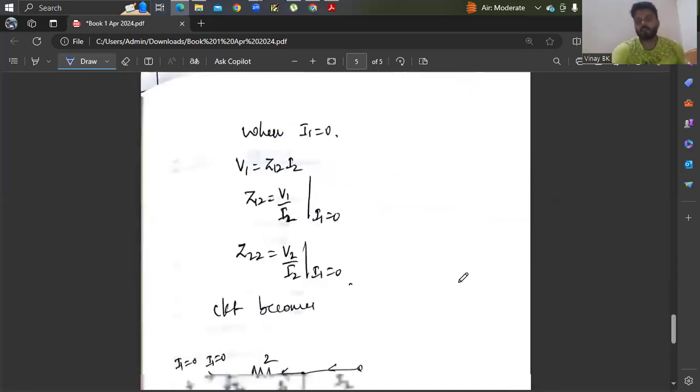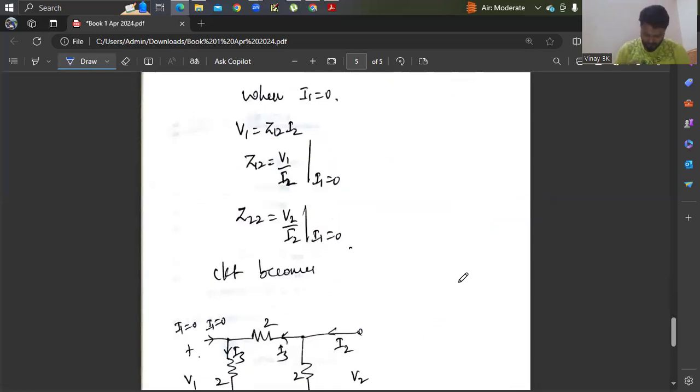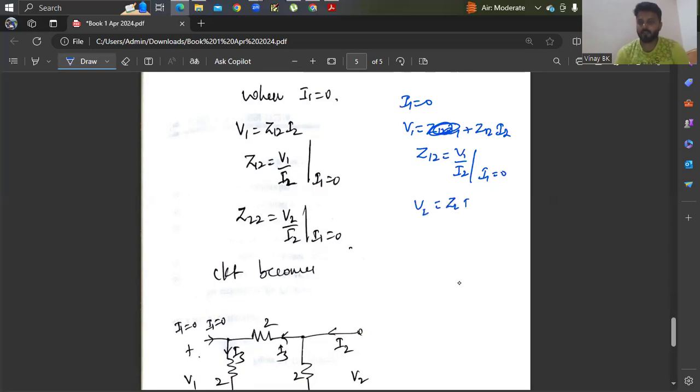Similarly, next, in the first case you considered I2 as 0. In the second case you need to consider I1 as 0. So now I1 is 0. If I1 is 0, what is V1? Z11 I1 plus Z12 I2. If I1 is 0, this term will go. Therefore, you can get Z12 equals V1 divided by I2 by considering I1 as 0. Similarly, we know that V2 equals Z21 I1 plus Z22 I2. But I1 is 0 now in this case. Therefore, Z22 equals V2 divided by I2 by considering I1 as 0.